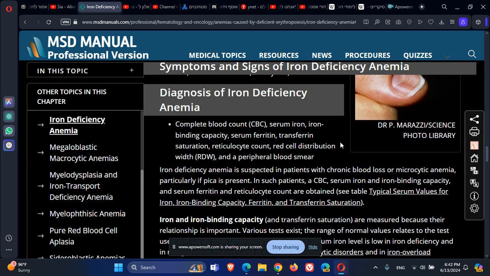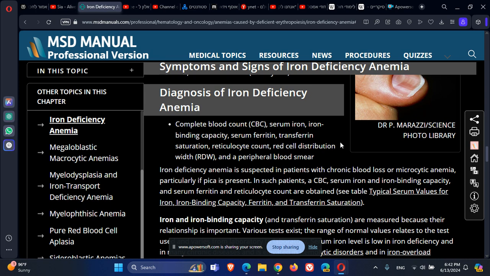Transferrin, which is the protein responsible for taking the iron from the GI to the bone marrow to utilize it to create red blood cells and hemoglobin, is higher in iron deficiency anemia because the body tries to absorb as much iron as possible. So transferrin would be high, MCV low, ferritin low, serum iron low, hemoglobin low, RDW high.